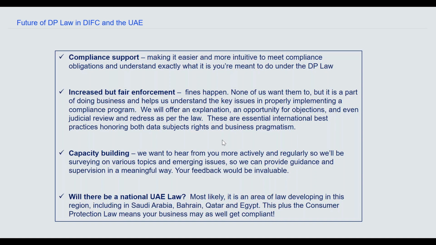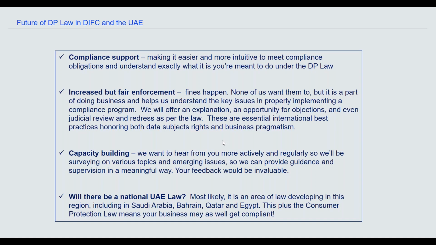We're going to be looking into increased but fair enforcement. So yes, fines happen. None of us really want them to, but it is a part of doing business, and sometimes we misstep. We hope to only have to apply fines in very egregious, blatant non-compliance, or if you don't update or renew your notification.